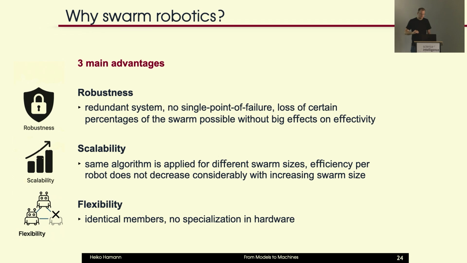And then the third one is maybe not so convincing. This is flexibility. If you have these identical swarm members, there's no specialization in terms of hardware, which also then means any robot can jump in at any time to finish whatever someone else left as an unfinished job.